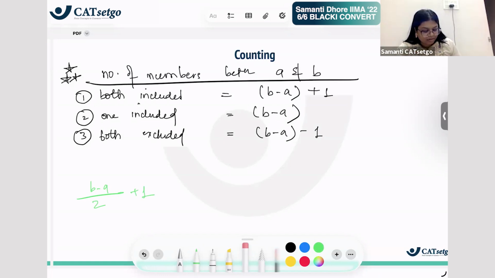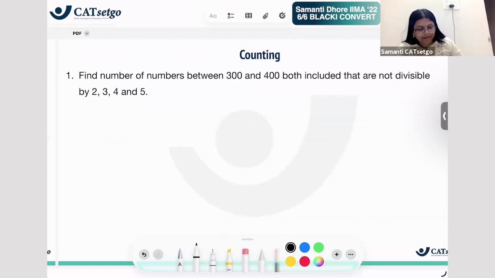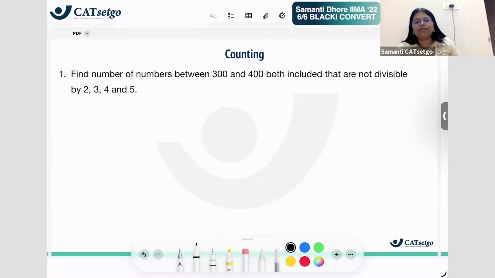Let us do questions so that you have better clarity on this. But did you understand when do you do plus 1, when do you do minus 1 and when do you do 0? Yes? Let us count. Find the number of numbers between 300 and 400, both included, that are not divisible by 2, 3, 4, 5. Not divisible by 2, 3, 4, 5.